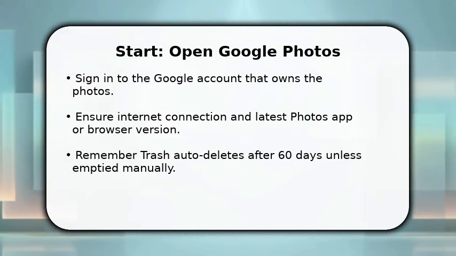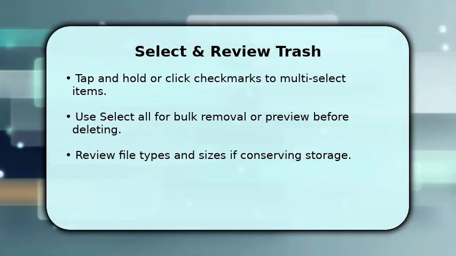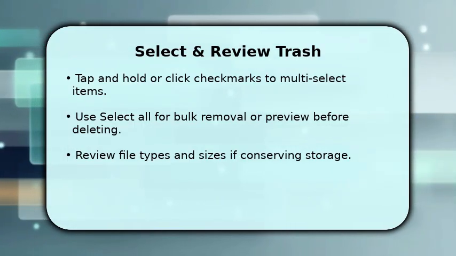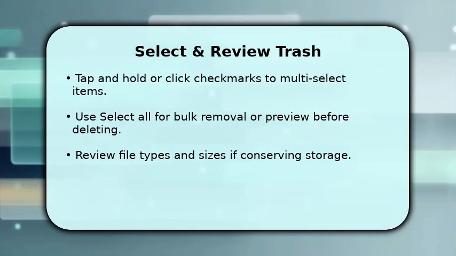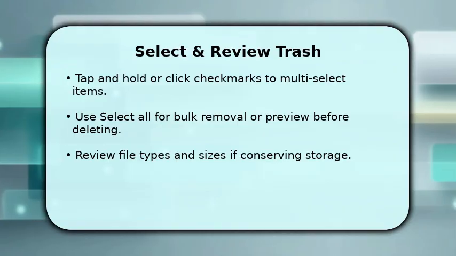Once in Trash, select the photos or videos you want to permanently delete by tapping and holding on mobile or using checkboxes on desktop. This lets you choose multiple items quickly. If you want everything gone, you select All for a bulk operation, but preview first because permanent delete cannot be undone. Make sure you understand that deleting here frees storage immediately.